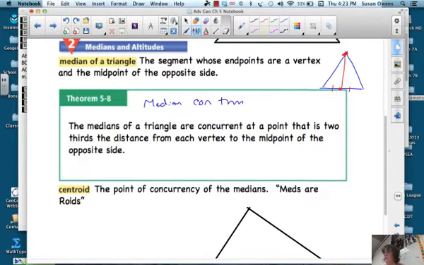And what I want to do is show you, and this one also has a name. This one's called the centroid. So the point of concurrency of the medians, and it has a cute little mnemonic for this one. And this one is meds or roids. Okay, so the medians form the centroid.